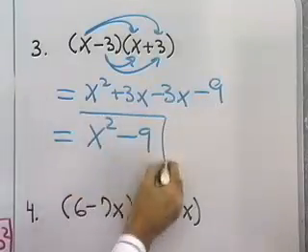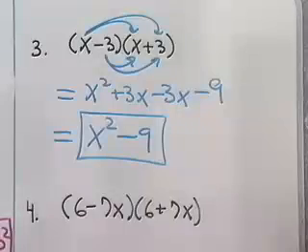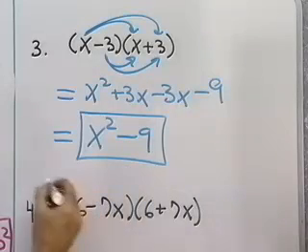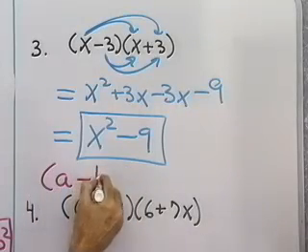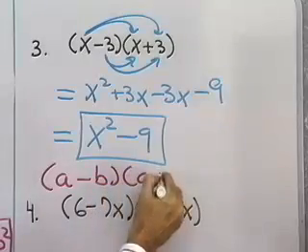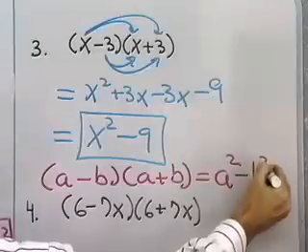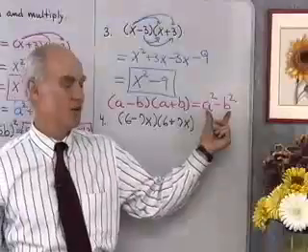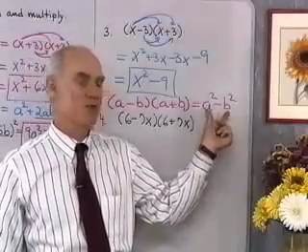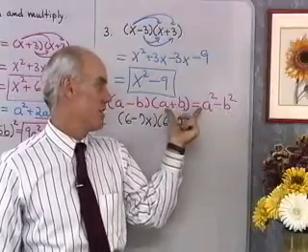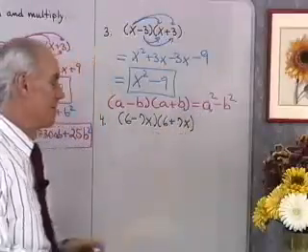So I end up with just x squared minus 9, and that's a special product, and I have a formula for it. Anytime I multiply a minus b times a plus b, the result will always be a squared minus b squared, and this result is called the difference of two squares. Let's see if we can apply this formula to this expression right here.